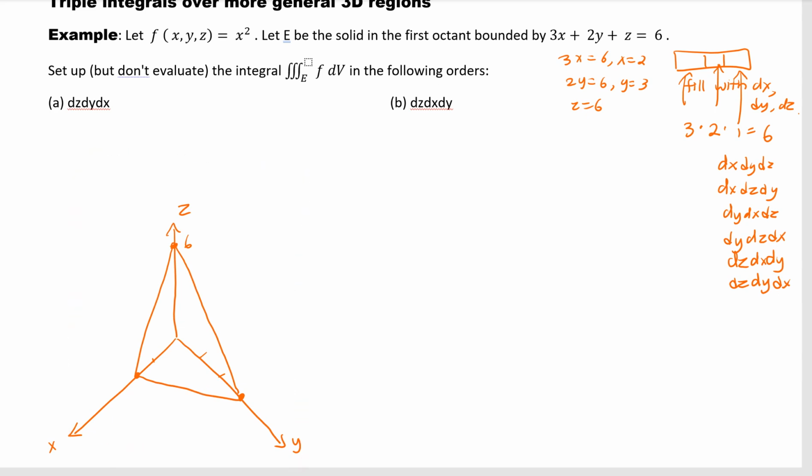Okay. So far, so good, everybody. So this is a plane. And E is the solid in the first octant bounded by this plane, which is under this plane. Okay, under this triangle. So we want to set up the triple integral in the following order: dz, dy, dx. Okay, let me teach you how we think. So we have x squared inside, and then we have dz, dy, dx.